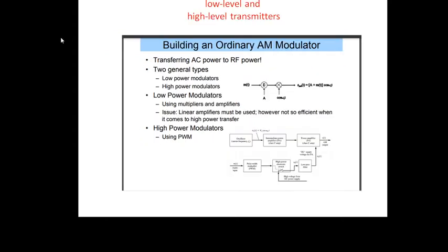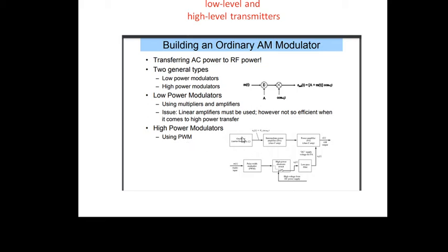So we have discussed low level transmitter and high level transmitter. For the building block of any ordinary AM modulator or double sideband suppressed carrier, two general types of modulator are defined: low level and high level power modulator, also called the low level transmitter and high level transmitter. The low level modulator uses multipliers and amplifiers, and a linear amplifier must be used, which is however not too efficient when it comes to the power transmitter.